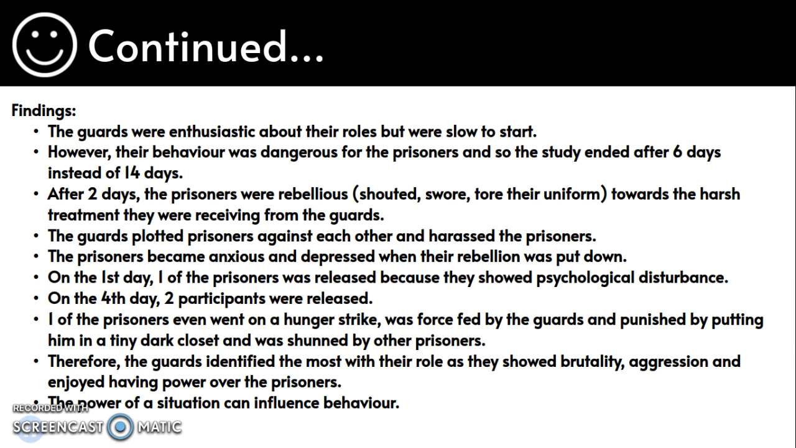One of the prisoners even went on a hunger strike and was force-fed by the guards and punished by putting him in a tiny closet and was shunned by other prisoners. Therefore, the guards identified the most with their role as they showed brutality, aggression, and enjoyed having power over the prisoners. This tells us that the power of a situation can influence our behavior.